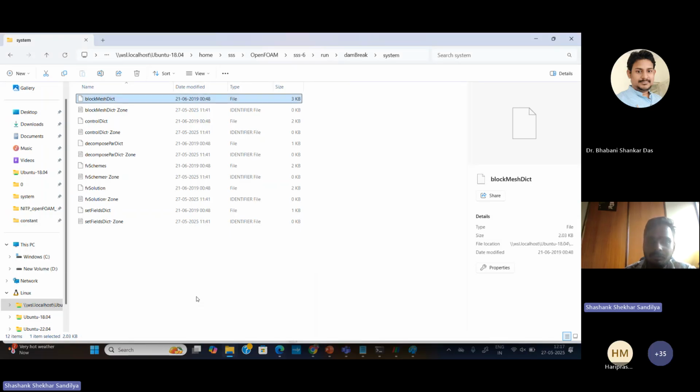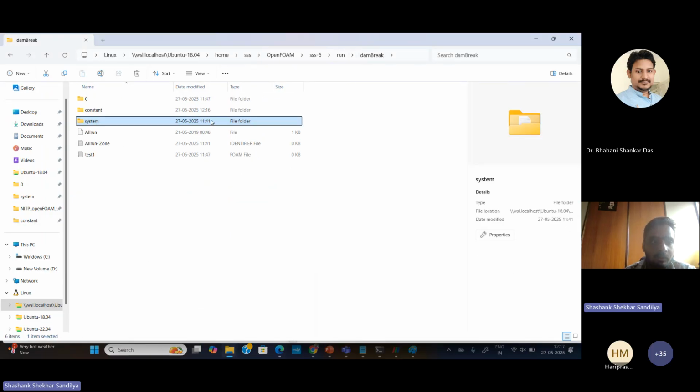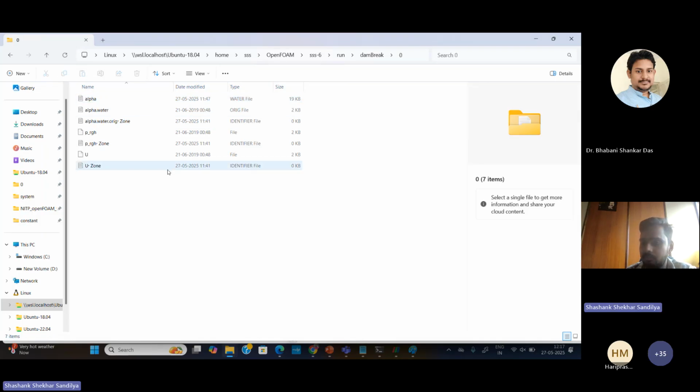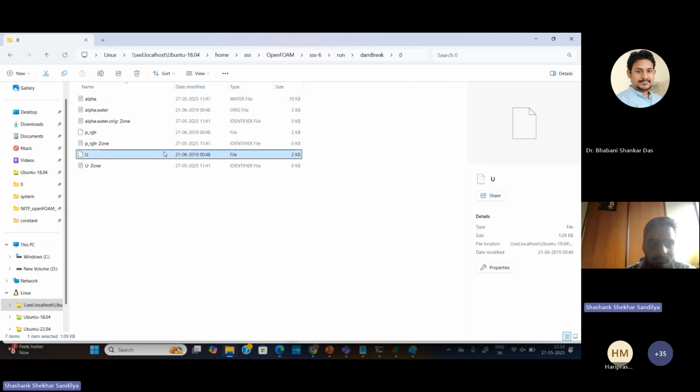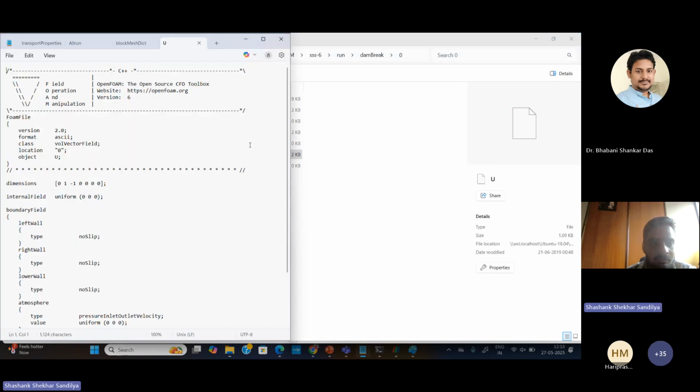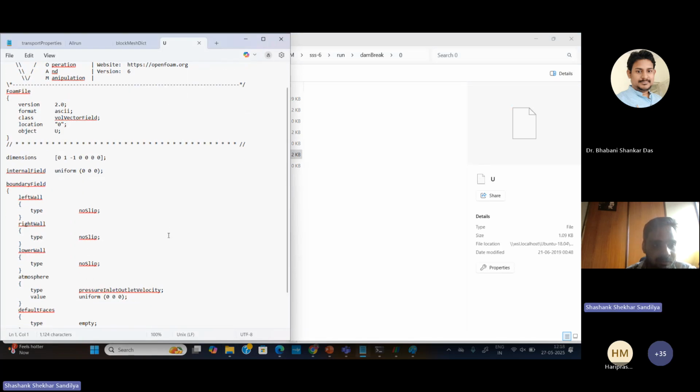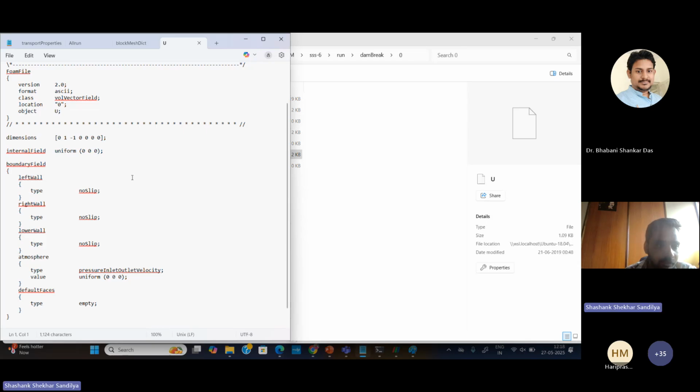So after meshing, we will have to go to the boundary conditions. We have defined boundary conditions in that. So we have defined left wall, right wall, lower wall, and atmosphere. We will define our boundary conditions on all those patches that have been defined in the blockMeshDict file. So here is the velocity boundary condition for the velocity field. This is internal field uniform (0 0 0). Initially velocity is 0 everywhere.